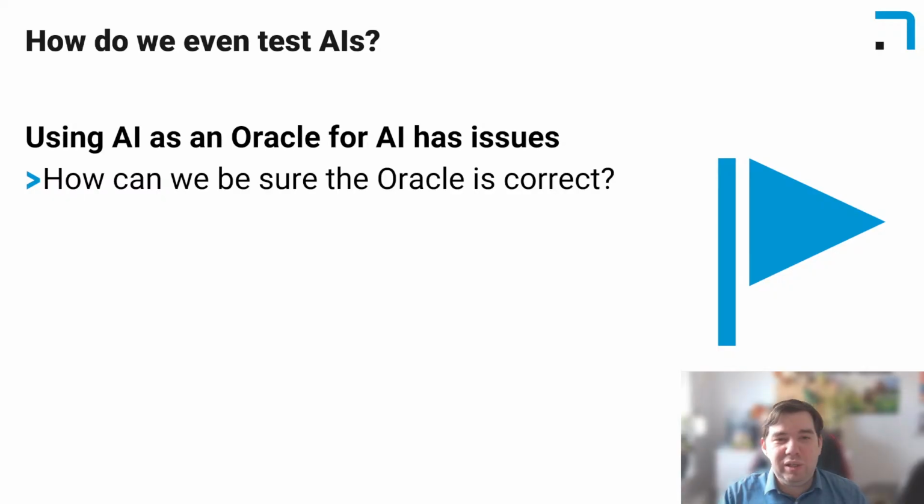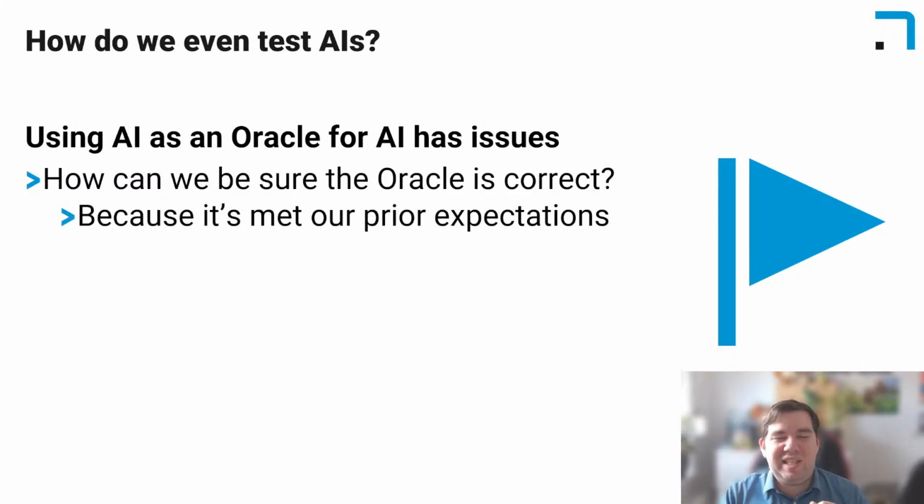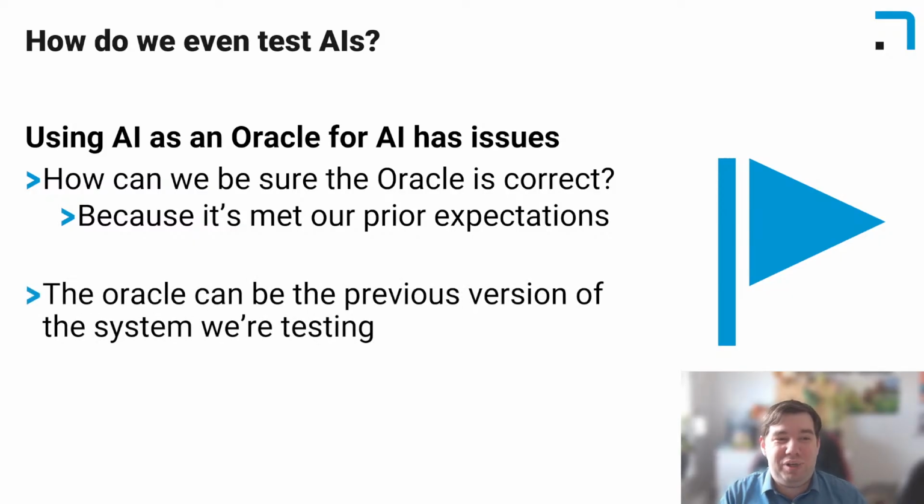Well, normally, when we're using an AI as an oracle, it's because it's met our prior expectations. This is a system that we've already examined and tested and found, yep, this is good enough for our services, but we want to make it better. So the oracle can actually just be the previous version of the system that we're testing ourselves. If we perform better, wonderful. If it performs worse, that's okay. We still have the original system.